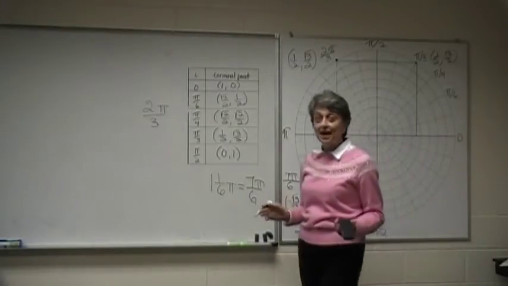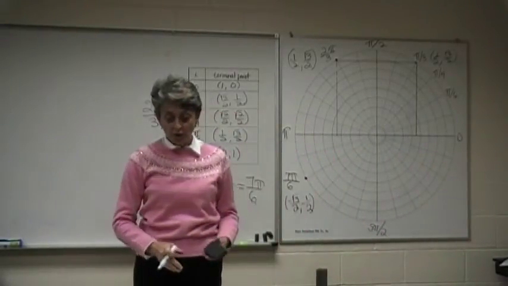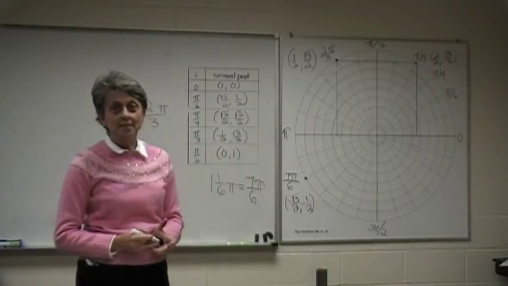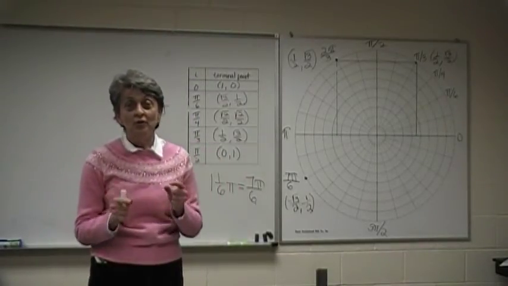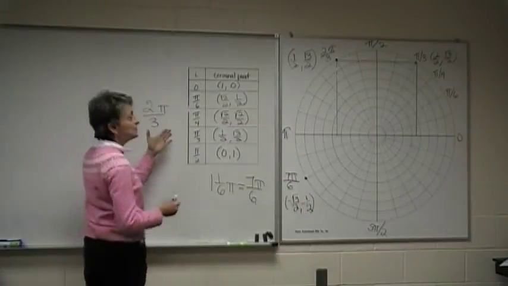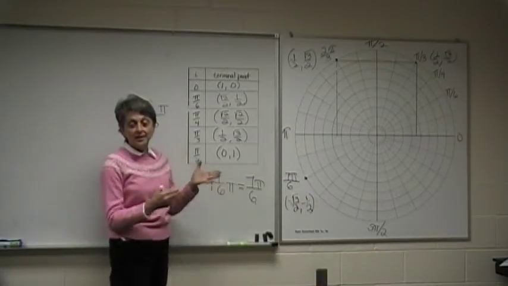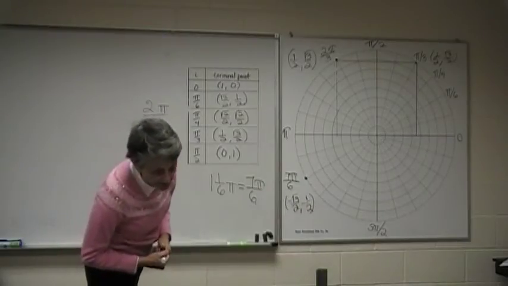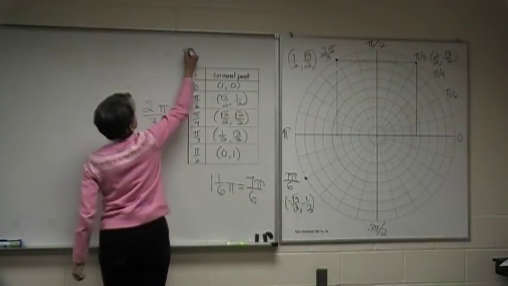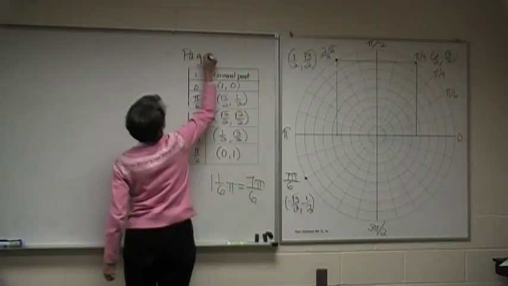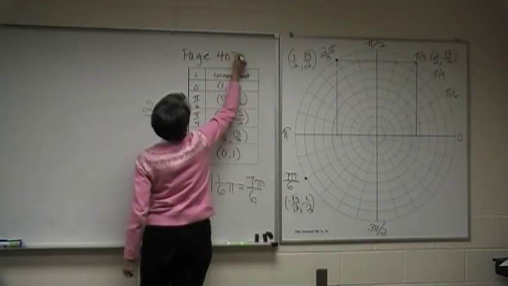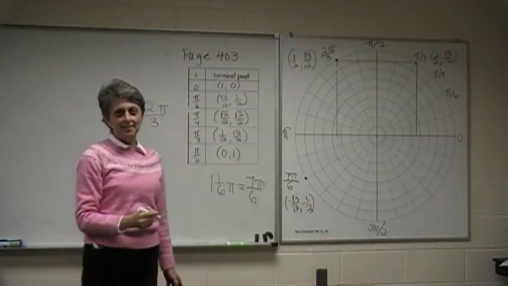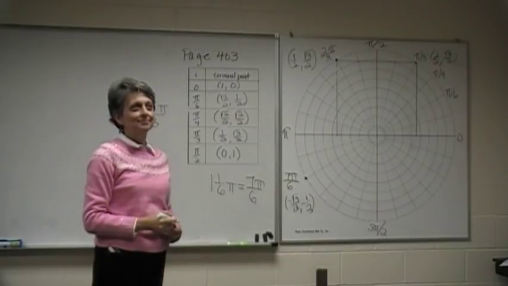So now you've seen how to find two terminal points. They're very similar, but in order for you to do this, you have to memorize this chart. This chart is found in your textbook on page 403. This has to be memorized. How soon? By tomorrow.